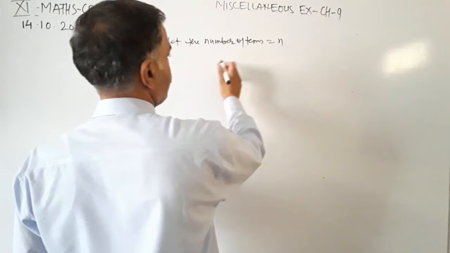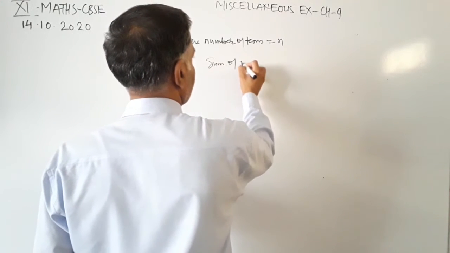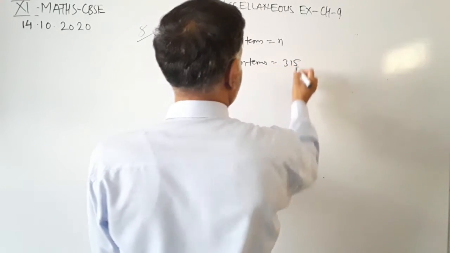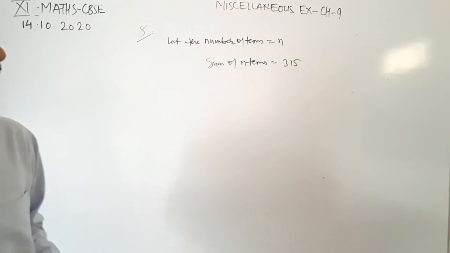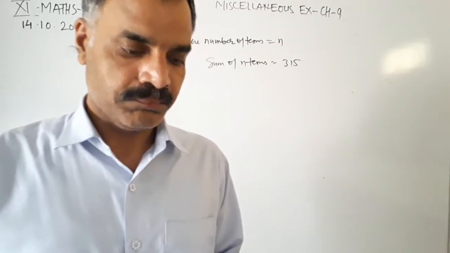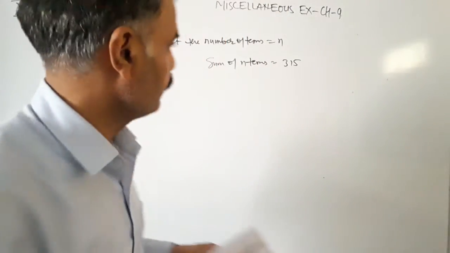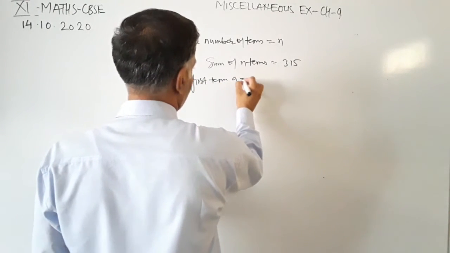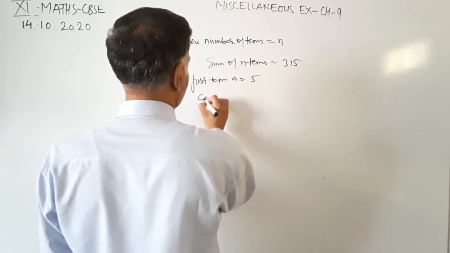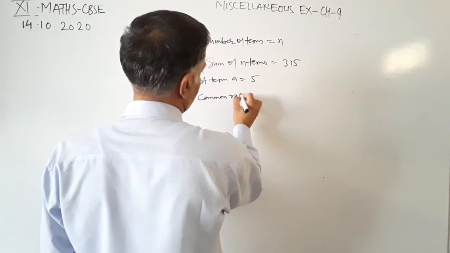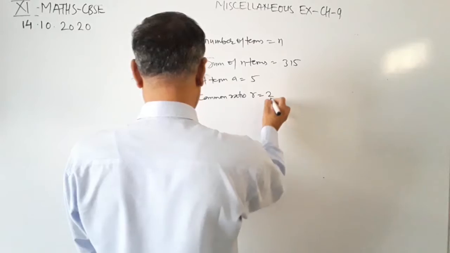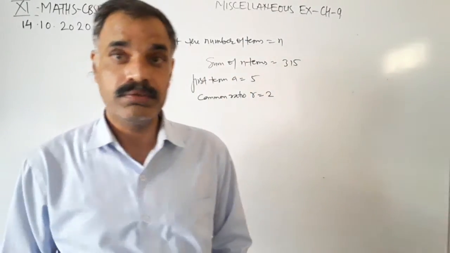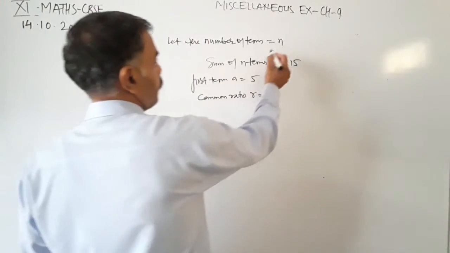So the sum of n terms is equal to 315, in a GP whose first term and common ratio are given: first term a equals 5, common ratio r is equal to 2. Find the last term and the number of terms. So the number of terms is n.